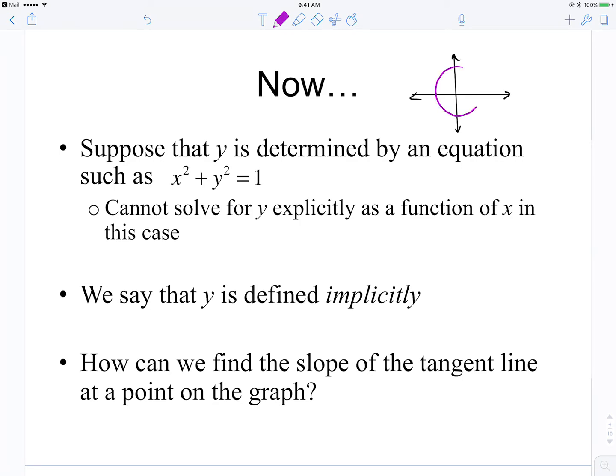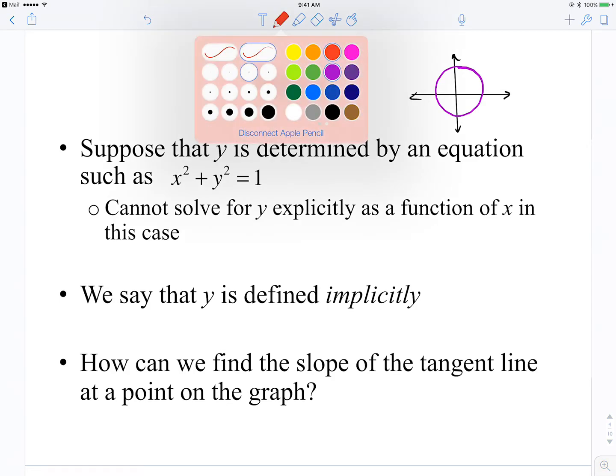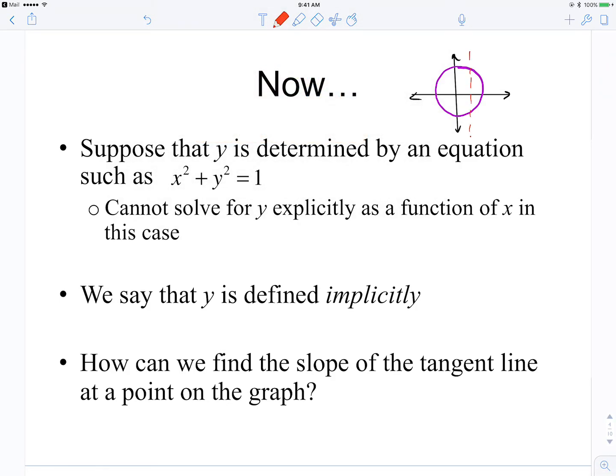Do my best attempt at a circle. Yeah, it does not look like it's centered at the origin, but that'll do. Okay, so we can see that this graph would not pass the vertical line test. X squared plus y squared equals 1. We can see graphically that is not a function.